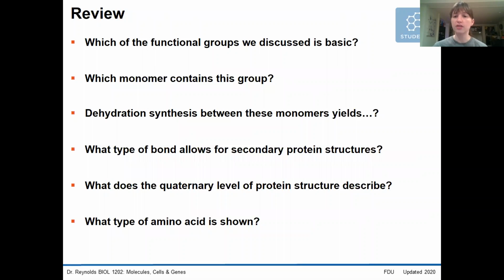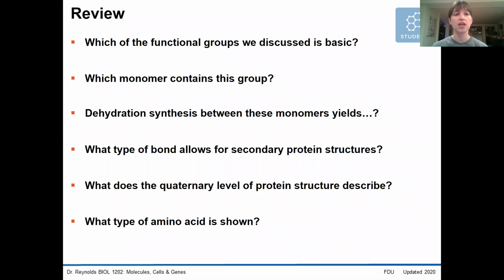So first, I'd like you to start by pausing the video and doing the 6 review questions on Socrative that you see here, to double check that you have a good understanding of the macromolecules that we're going to be using to assemble the components of the cell.